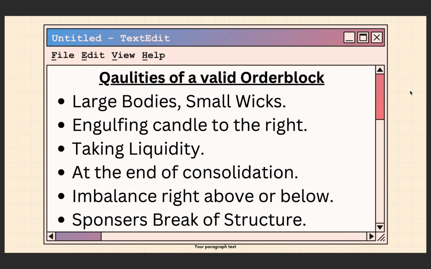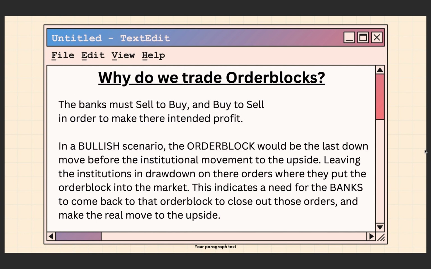break of structure. Some people look at order blocks and institutional candles, and as soon as it clears that candle alone, then that makes it an order block. That's not the way I view it. I'm not saying that you're wrong, or anybody that views it that way is wrong. I'm just saying that I like to make sure that there's a break of structure sponsored by the institutional candle or order block. So why do we trade order blocks? The banks must sell to buy and buy to sell in order to make their intended profit.